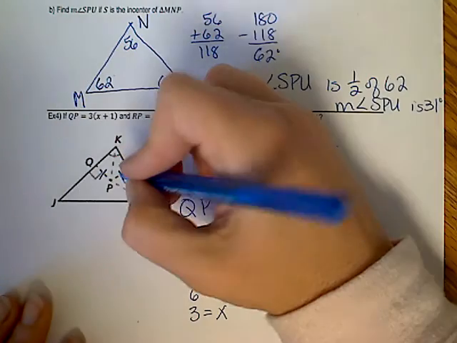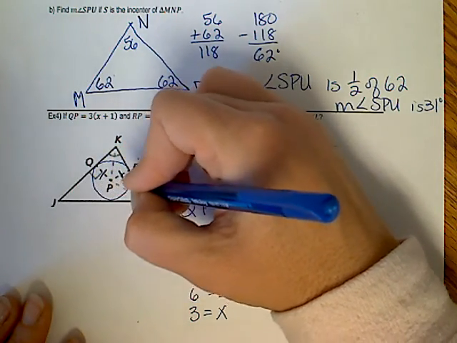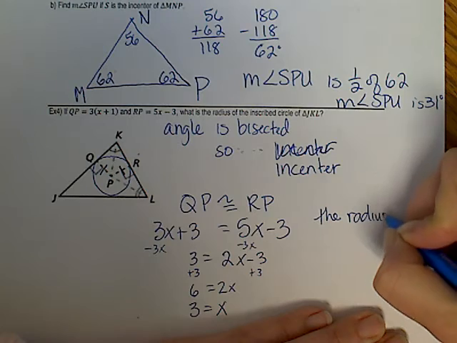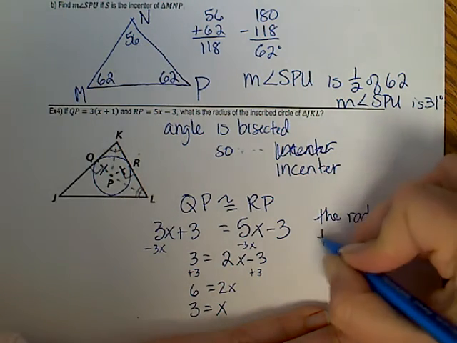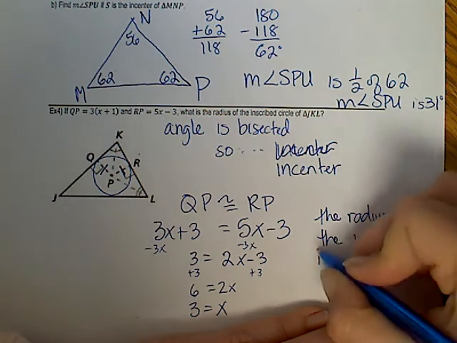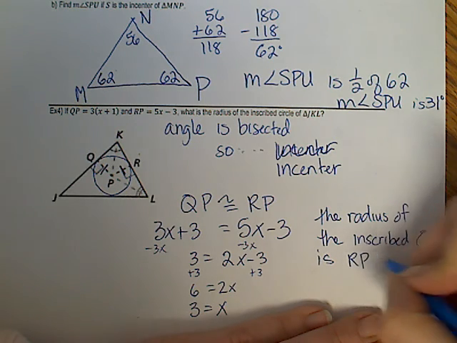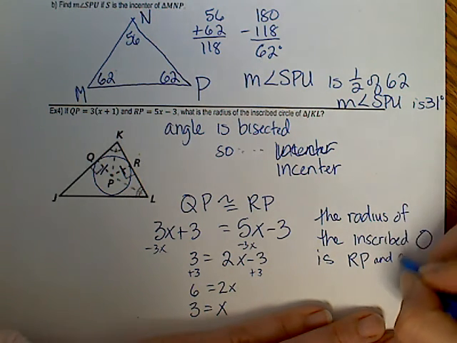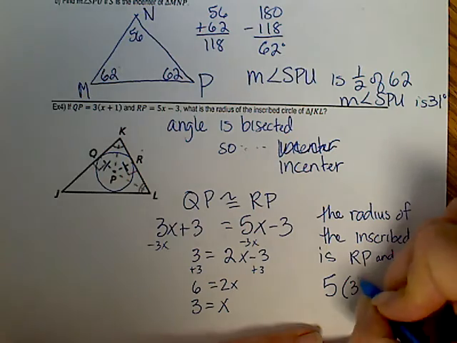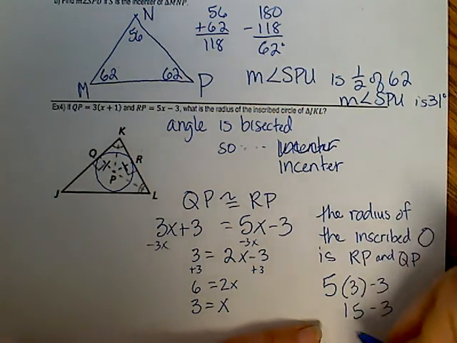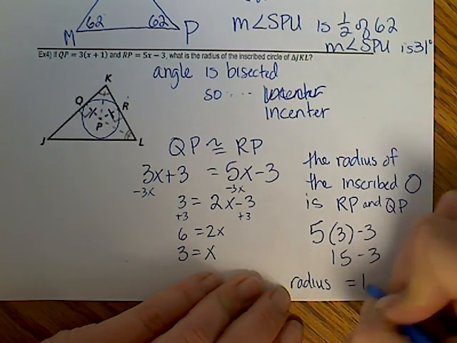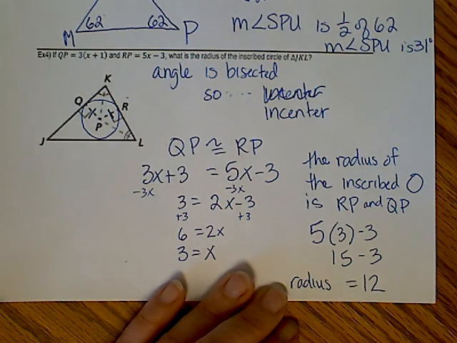It says the radius of the inscribed circle. You guys, the inscribed circle would look like that. So the radius of the inscribed circle is RP and QP, which is 5 times 3 minus 3, 15 minus 3. The radius is 12. Very good.